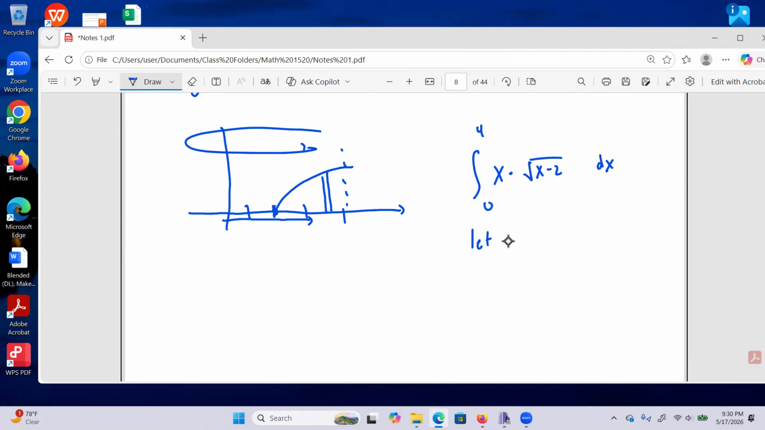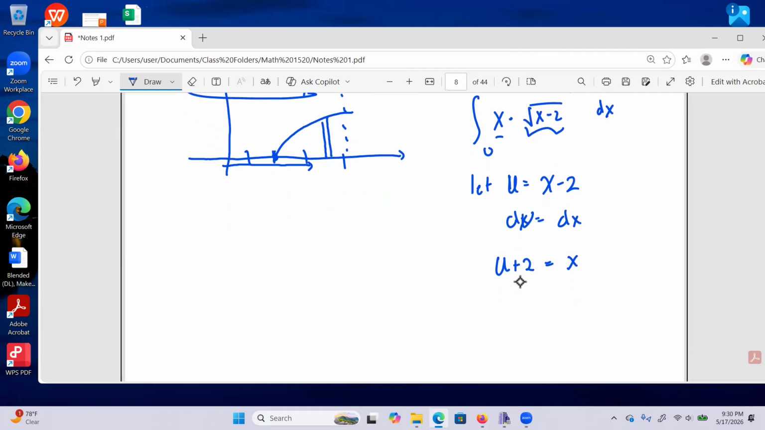Let's say let u equal x minus 2. What that'll do for me is du will simply be dx. But what do I do with this x here? I don't know what to do with that just yet. So we cast u in terms of x's; why don't we cast x's in terms of u's? So u plus 2 is equal to x.